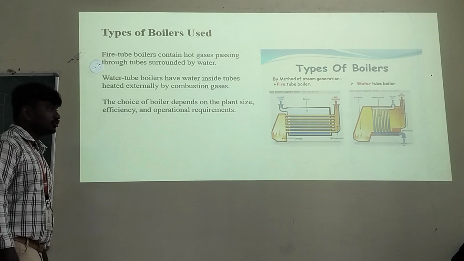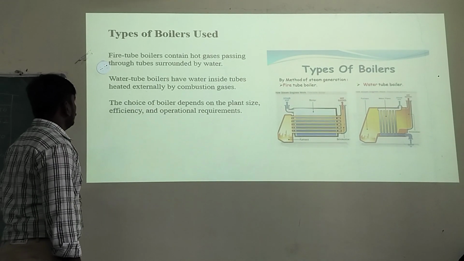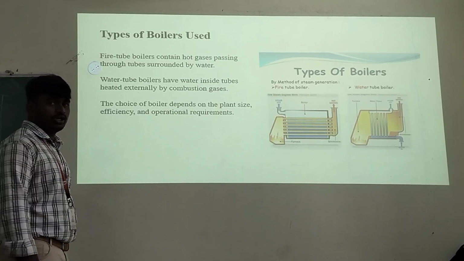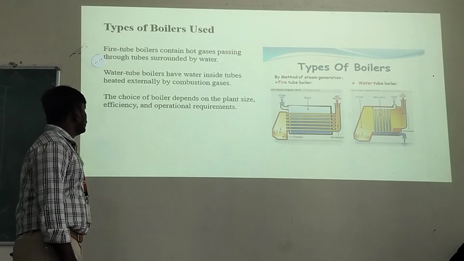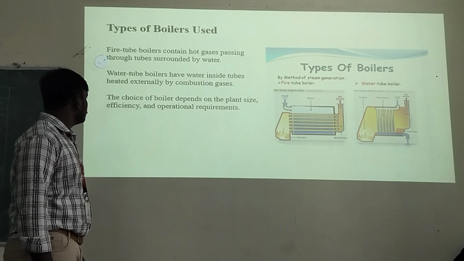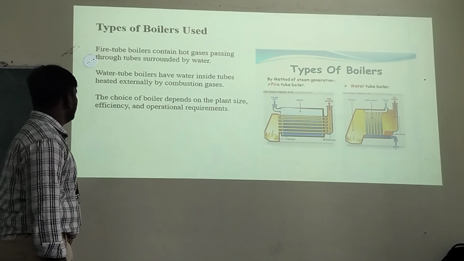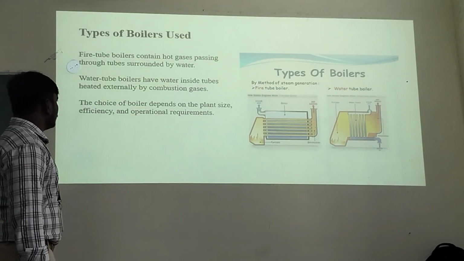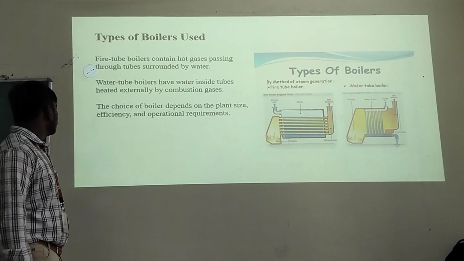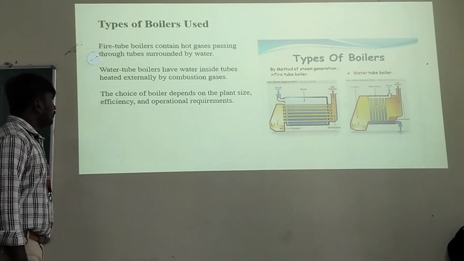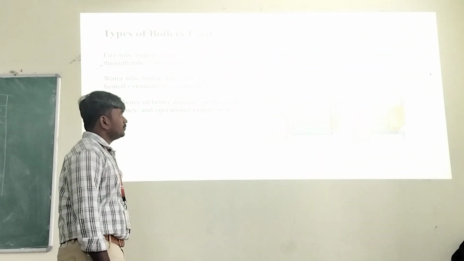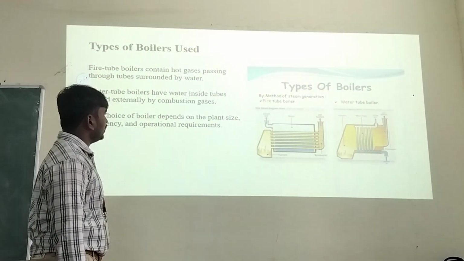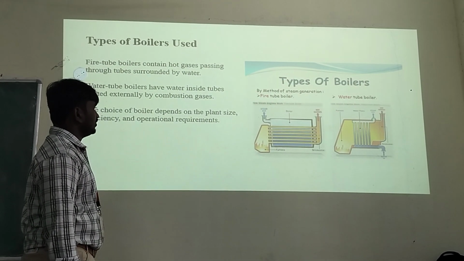Types of boilers used in steam power plant. Fire tube boilers contain hot gases passing through tubes surrounded by water. Water tube boilers have water inside the tubes, heated externally by combustion gases. The choice of boiler depends on the plant size, efficiency and operational requirements. There are two types of boilers by method of steam generation: the fire tube boiler and the water tube boiler.